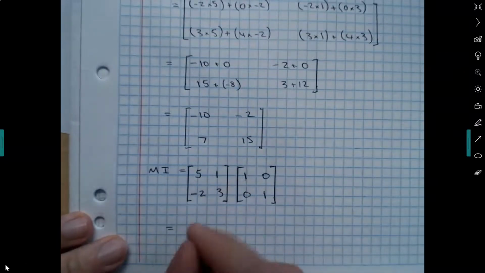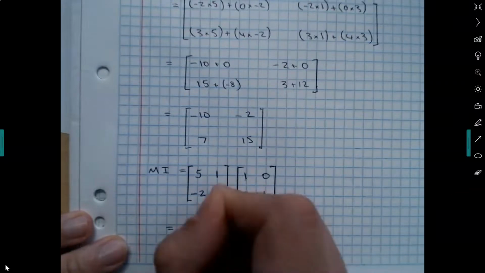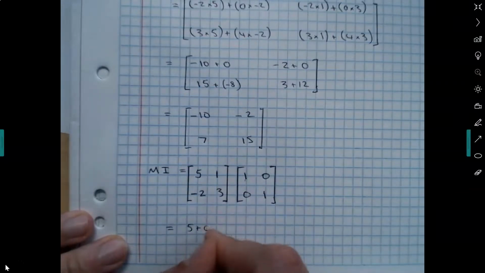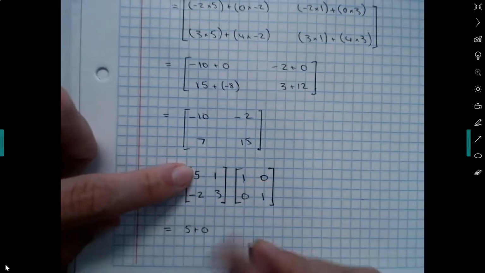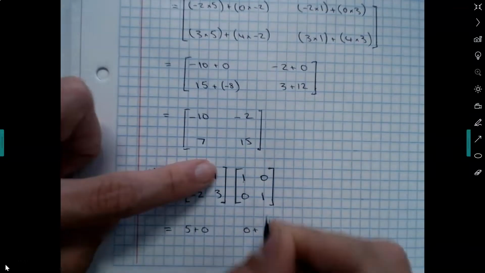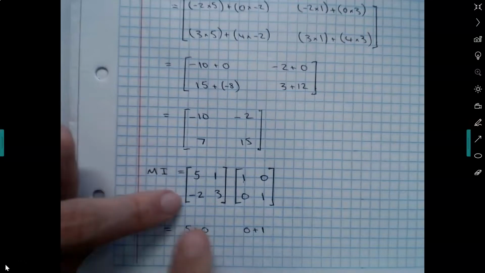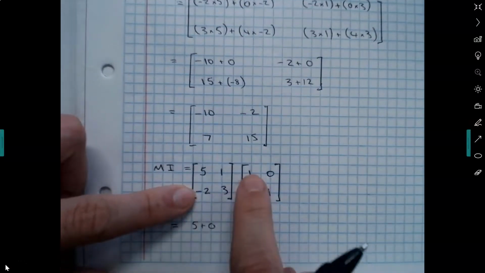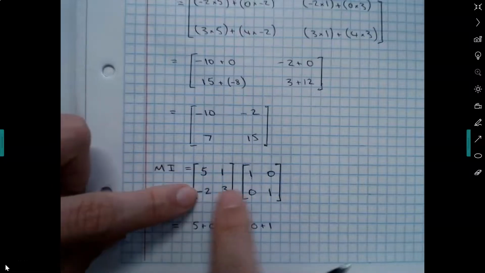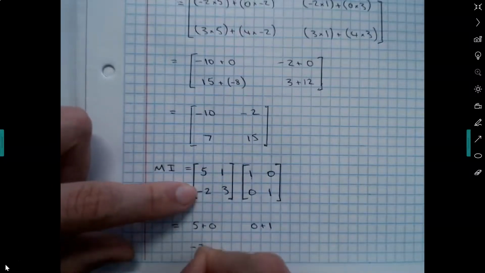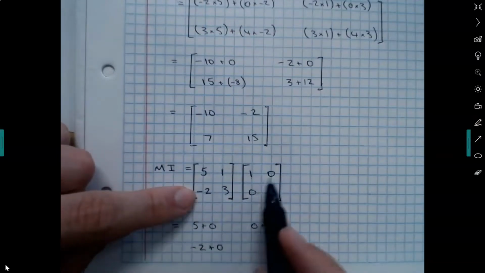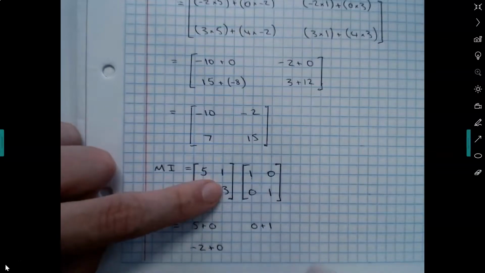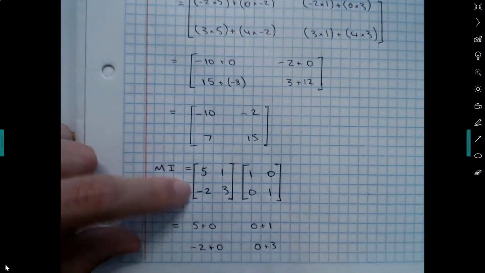5 times 1 gives me 5 plus 1 times 0 is 0. Then I go this times this plus this times this. So 5 times 0 is 0 plus 1 times 1 is 1. Then I come down to my -2. I go -2 times 1 plus 3 times 0. So -2 times 1 is -2 plus 3 times 0 is just 0. And then finally, -2 times 0 plus 3 times 1, which is just 0 plus 3.